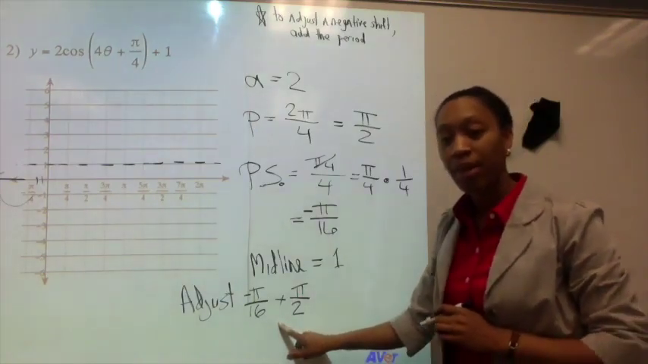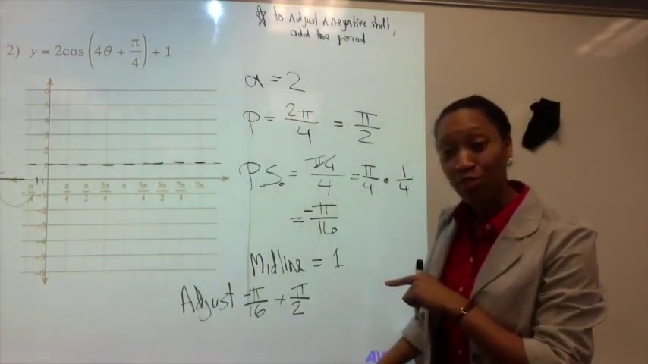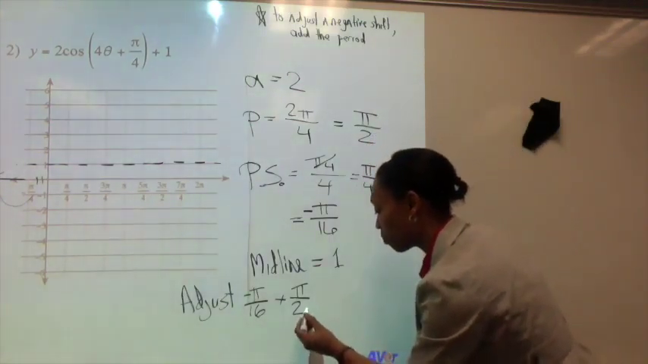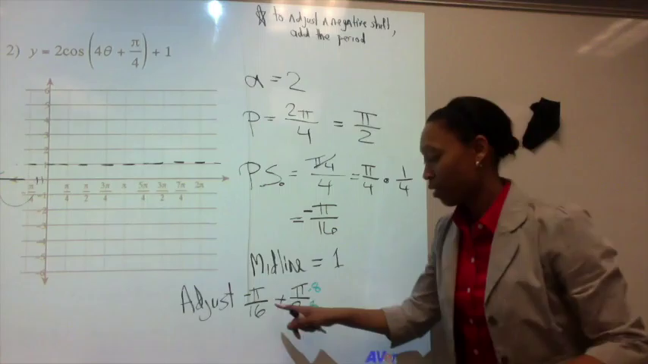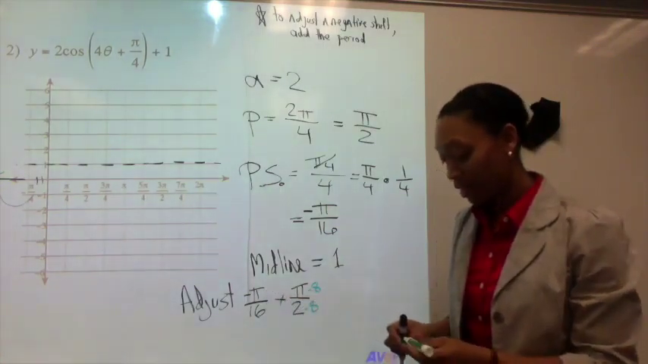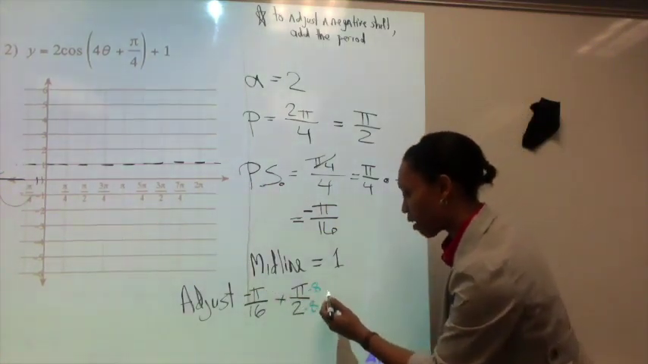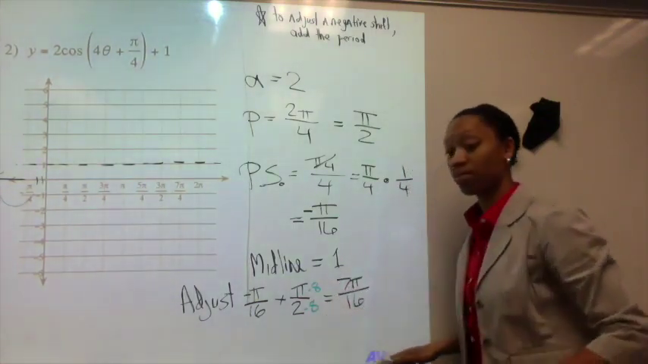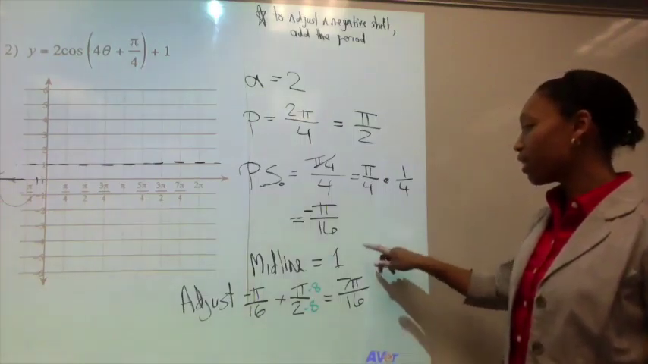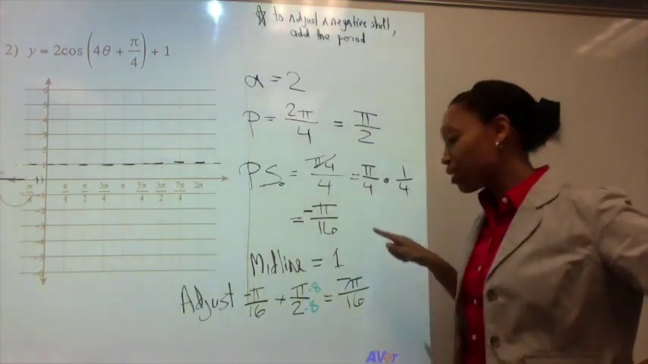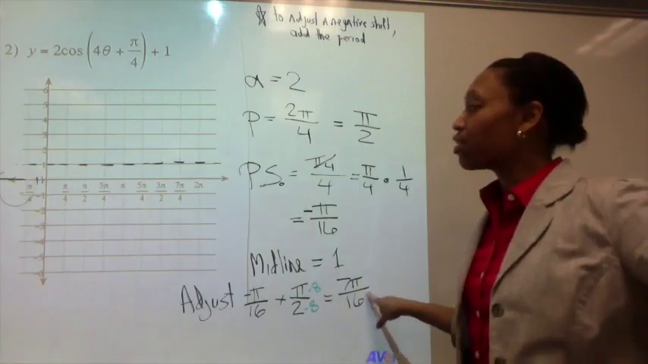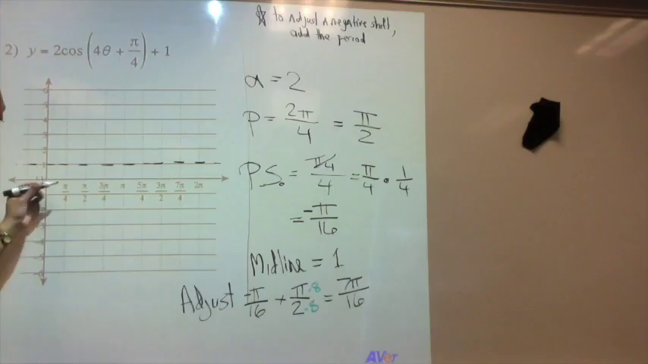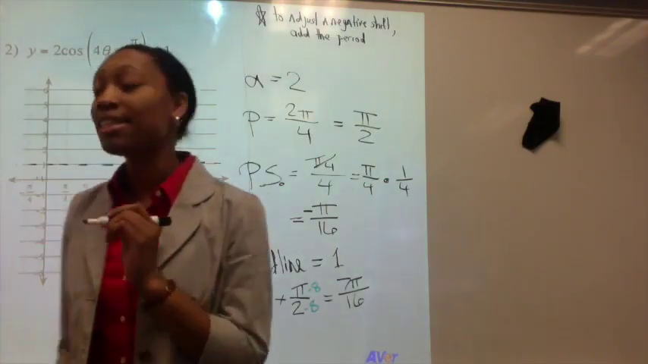So I'm adding the period to this, and in order to add two fractions, what do I need? Common denominator. So let's go ahead and multiply by 8 and by 8. Negative pi plus 8 pi will give us 7 pi over 16. So instead of starting at negative 1/16, I'm going to start at positive 7/16. So now we need to find that on our graph. I need to find 7/16.